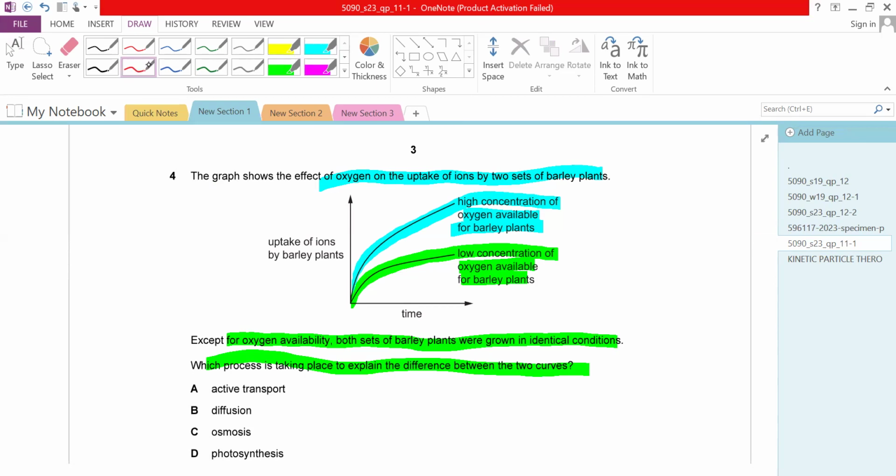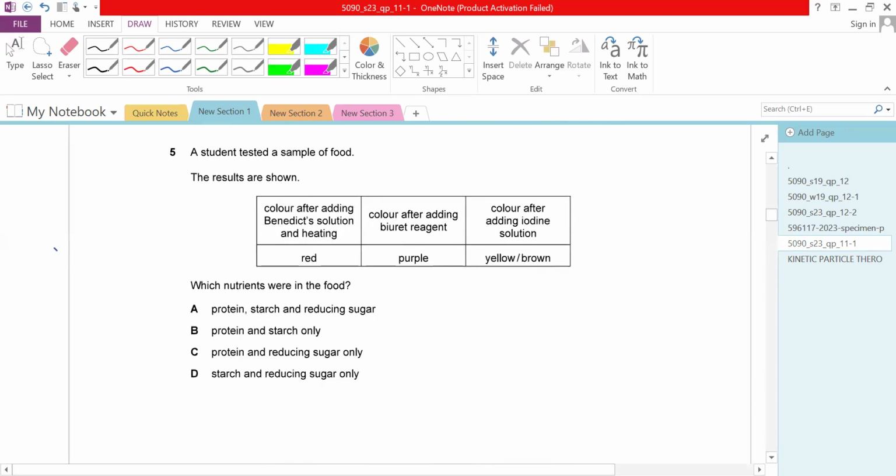Okay. So more oxygen is available, or you can say they have a higher concentration of oxygen. So more active transport, more uptake of ions. Low concentration of oxygen, less active transport, less uptake of ions. So option A is correct for question number 4, which is active transport.